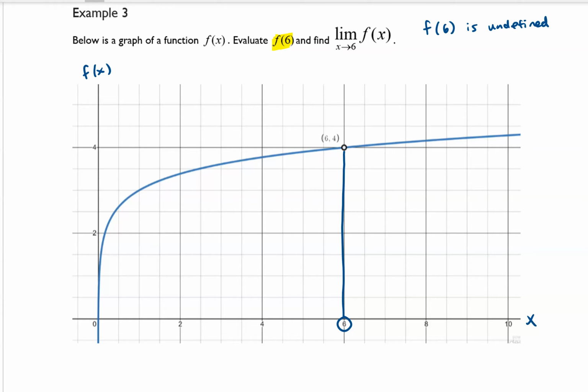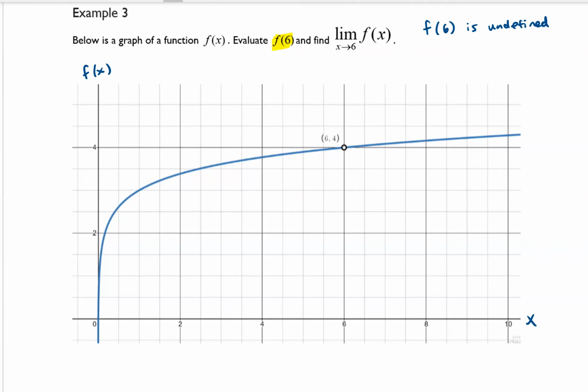Now we want to calculate our limit. So even though our function is undefined at x equals 6, there still is a limit. Now I'm going to show you, when I was taking calculus in high school, the way that my calculus teacher taught us how to think about limits on a graph is by drawing a picture.